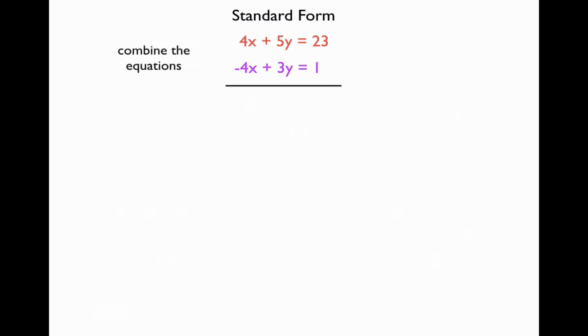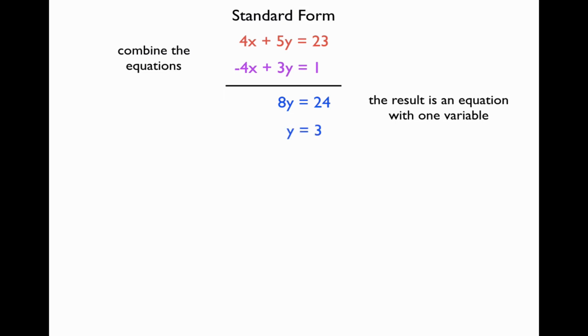So the first step is to combine the equations. 23 and 1 make 24, 5y and 3y make 8y, and of course 4x and negative 4x cancel each other out, so that variable is eliminated. And the result is an equation with one variable. So what are we going to do with this one variable? We're going to solve for it. Dividing both sides by 8, we get y equals 3.